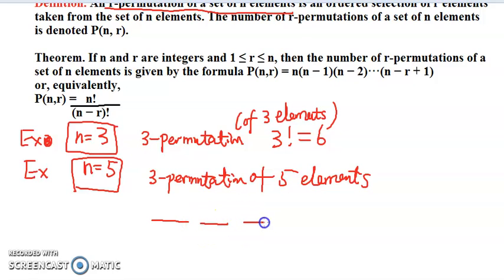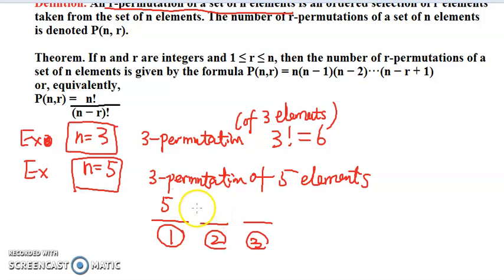This time I only have 3 time slots, but I have 5 people, so I can only choose 3 of them to do the presentation. Or I may have 3 chairs. Let's number them: first chair, second chair, and third chair. But I have 5 people, so I can only choose 3 people to sit on the chairs. So start with the first chair. We have 5 people, so you can choose any of these 5 people. That gives us 5 options.